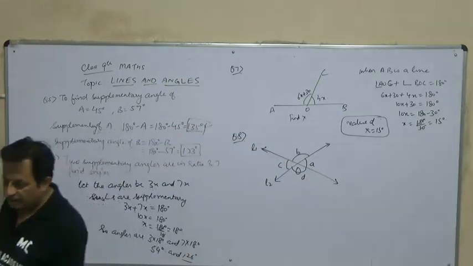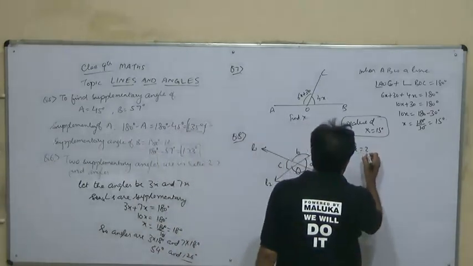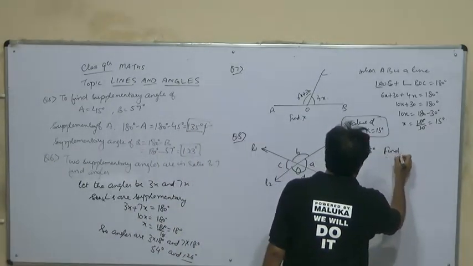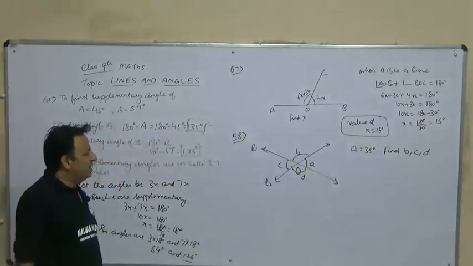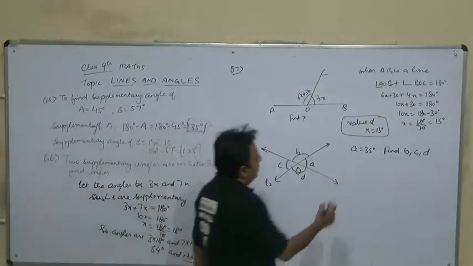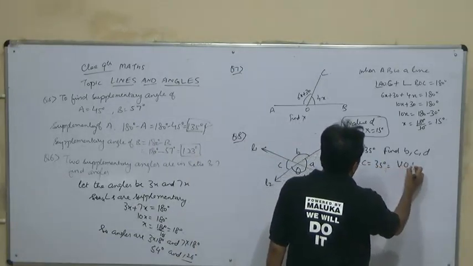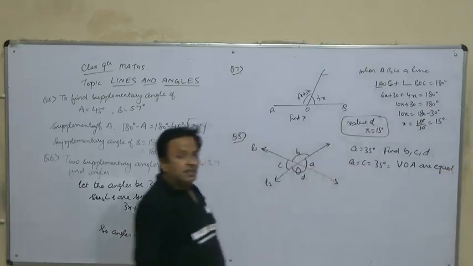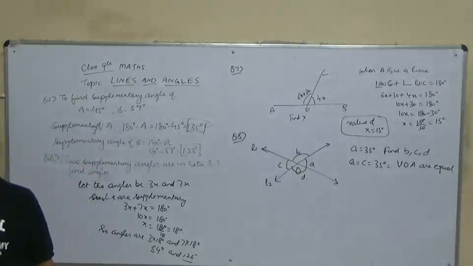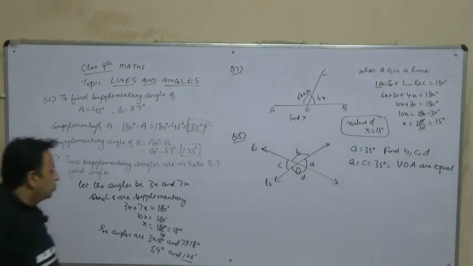And we are given A is equal to 35 degree. Find B, C, D. Now we know that A and C are the same. A is equal to C is equal to 35 degree. Why? Because vertical opposite angles are equal. When two lines intersect, opposite angles are known as vertical opposite angles, and these angles are equal, as we did yesterday. So the value of C is 35.